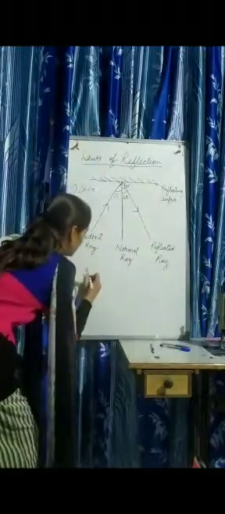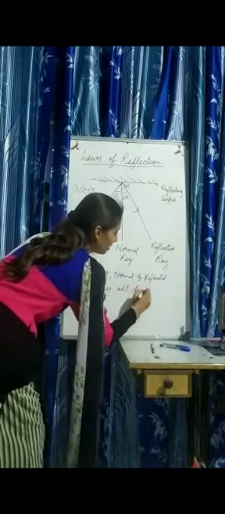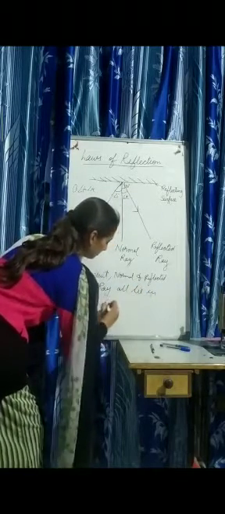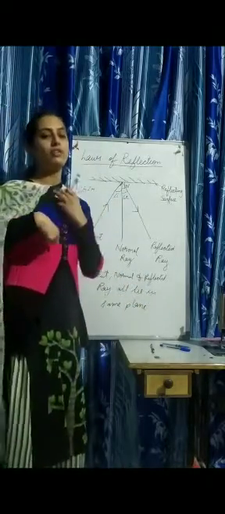So we can write it like this: the incident, normal and reflected ray should all lie in the same plane. This is all about the laws of reflection.